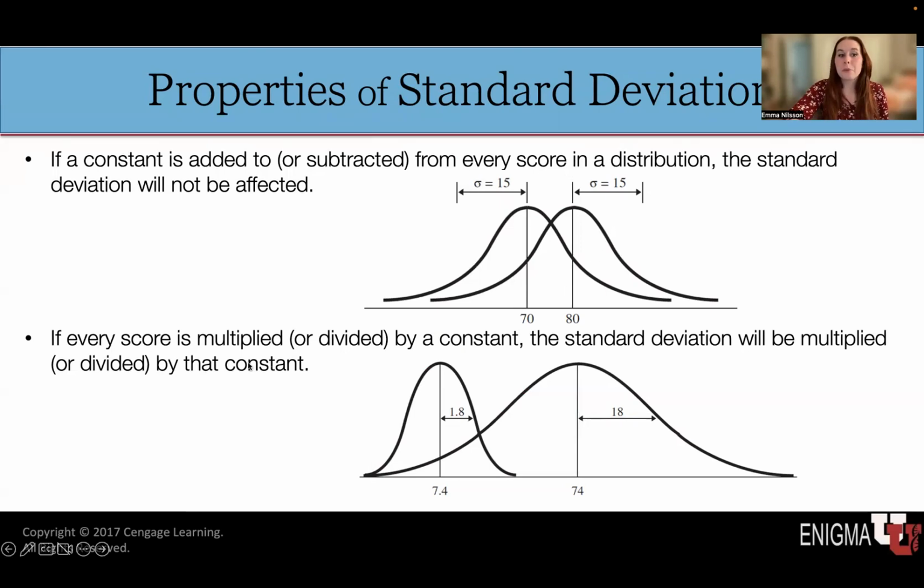However, if we multiply or divide every score by a constant, then the standard deviation is going to be multiplied or divided by that same constant because the spread of our distribution is going to change.